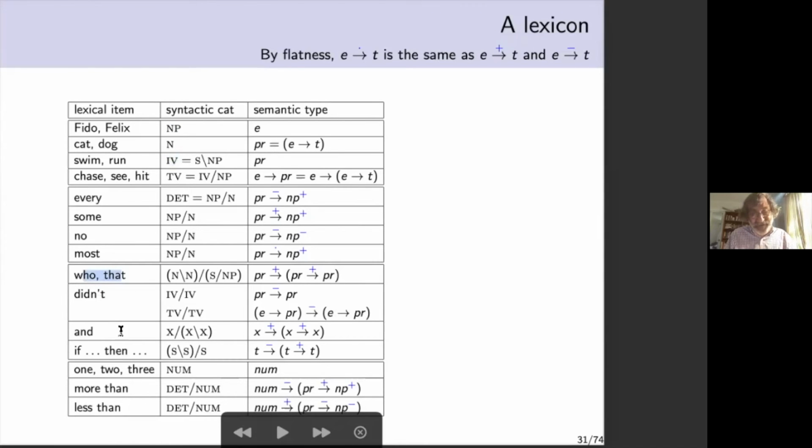This is the Boolean and. This is if then, looking like this. Here's numbers, and here's more than and less than, like more than two. More than would combine with a number to its right to form a determiner. And now I'm going to make the semantic types. This is also very straightforward, except that I'm putting in the inferential information afforded to us by the blue plus, minus, and the dot into the semantic types.